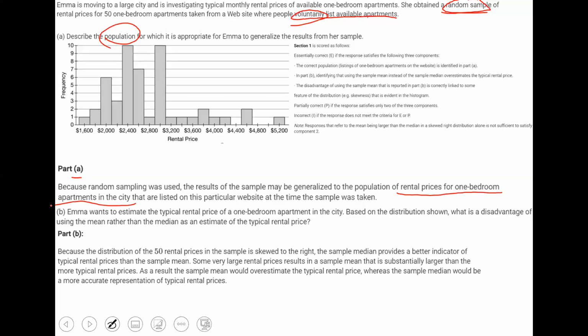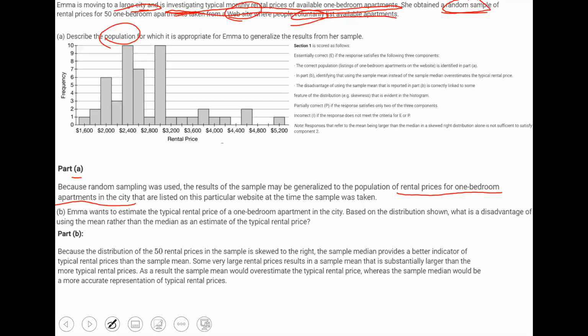We're not interested in one-bedroom apartments in the entire state. We are just interested in this city because this website is basically for this city, or else it doesn't make sense, right? People wouldn't really post their apartments if they aren't from this city. And that's what she wanted to investigate, right? She took the sample so that she can infer about what she wanted to investigate. So the answer for part A was really in the question, okay? If you read the question correctly, you would have answered it correctly.